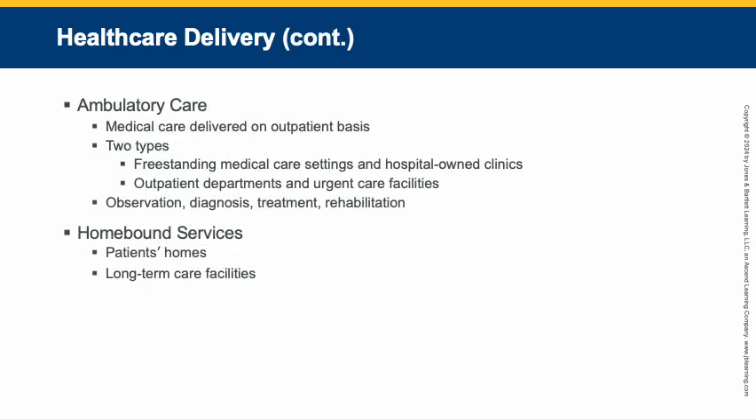Okay, ambulatory care. This is medical care delivered on an outpatient basis. There are two types: freestanding medical care settings and hospital-owned clinics. And then you have outpatient departments and urgent care facilities. Observation, diagnosis, treatment, and rehab can all take place in those two types of facilities. Then you have homebound services. These homebound services happen either in a patient's home or in long-term care facilities.